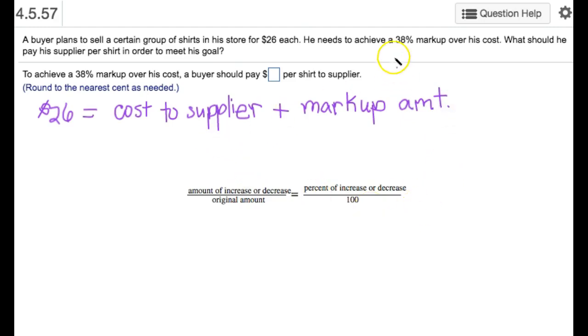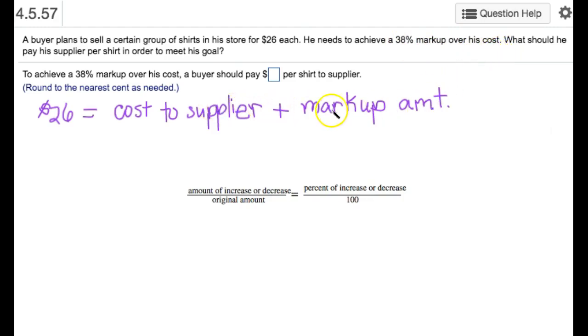Because it's a 38% markup over his cost, what you would do if you were the buyer is find whatever the cost was. If it was $10 for the shirt, the 38% is going to apply to that $10, the cost of the shirt. So it doesn't apply to the 26. The 26 is what we end up with if you go into the store to buy it. The 38% is a percentage of the cost.